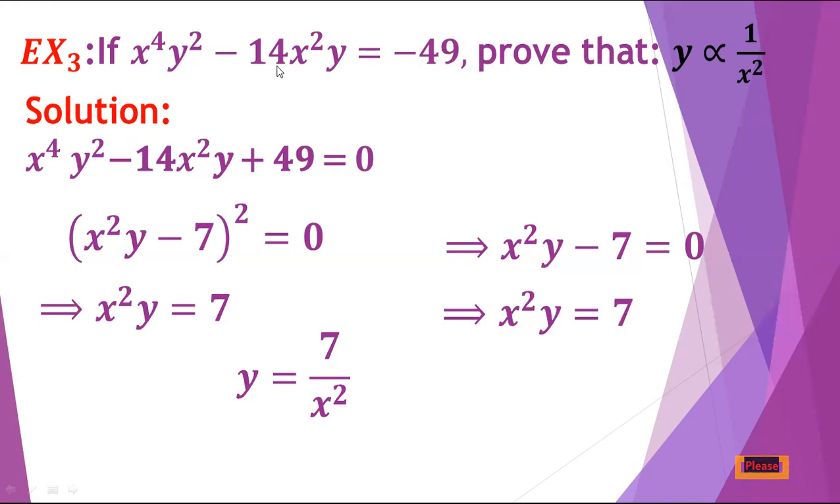Transfer negative 45 so that the expression equals 0. Factorize this trinomial. This is a perfect square. How can I know that this trinomial is a perfect square? If we take the root of the first, multiply by the root of the third, multiply by 2, we will get the middle part. Then this trinomial is a perfect square. We can factorize it: open bracket, root the first, root the third, and put the sign of the middle, all power 2.